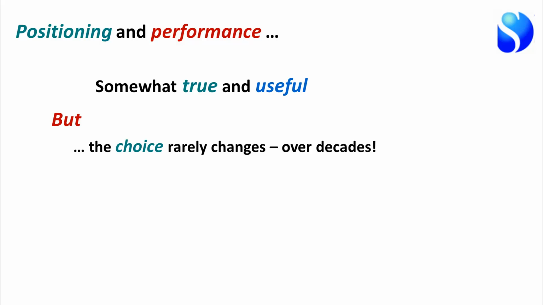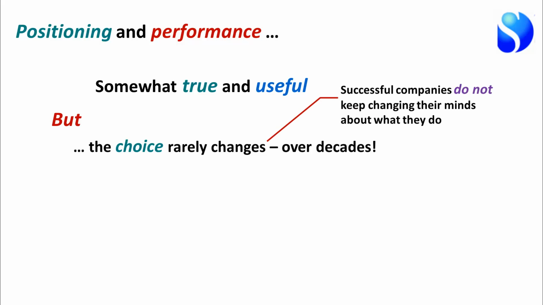And the simple fact is, successful companies do not keep changing their minds about what they do. Amazon has been doing pretty much the same thing ever since the late 1990s. Skype has been doing the same thing. ExxonMobil has been doing the same thing. Toyota has been doing the same thing. This is simply not a choice that changes very often.